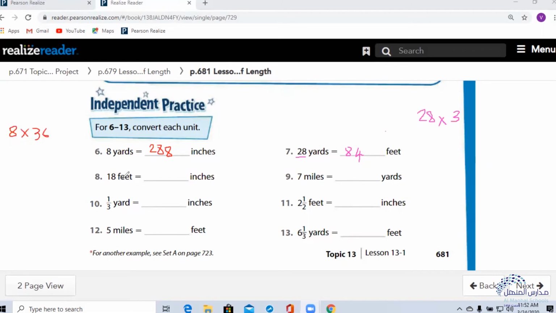So 1 foot is 12 inches. So I've got 18 feet, and I have to multiply that with 12. So there are 12 inches in 1 foot. I've got 18 feet, I need to multiply that with 12. So 18 multiplied by 12 gives me 216.